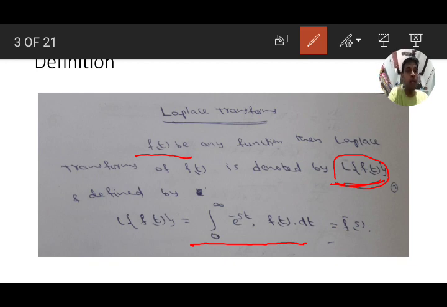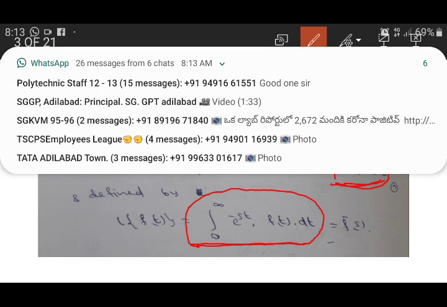Notation: f of t is any function. The notation is L of f of t, the Laplace transform of a function f of t, and it is defined by L of f of t equal to integration 0 to infinity e to the power of minus s t f of t dt. The definite integration value, whatever we get, is called the Laplace transform of f of t, and it is denoted by L of f of t.